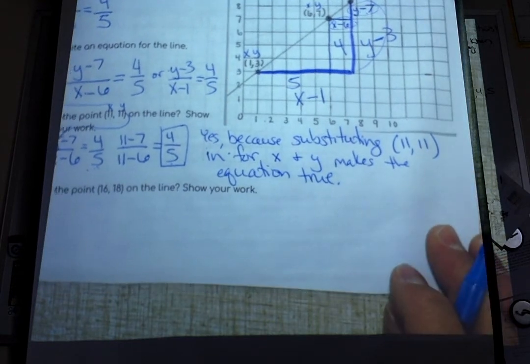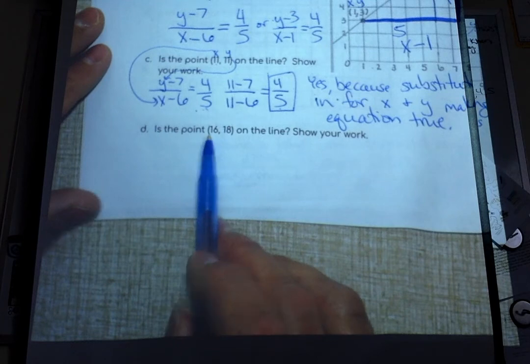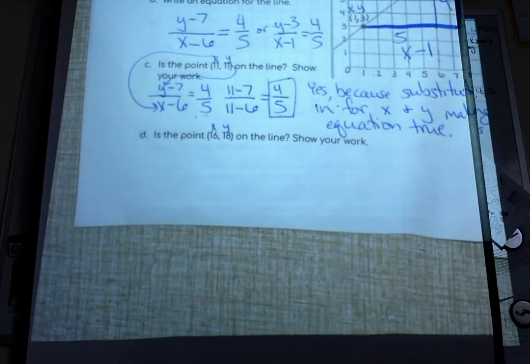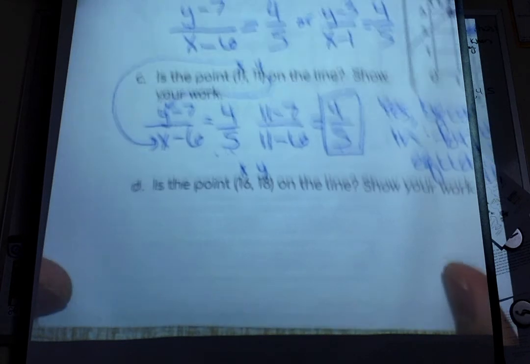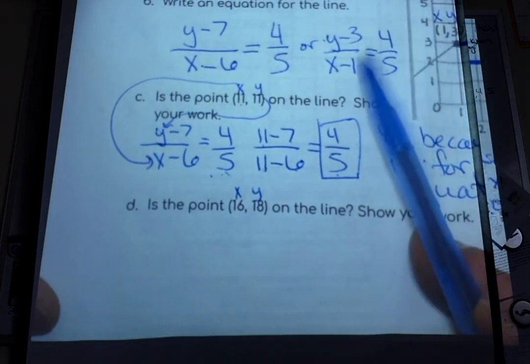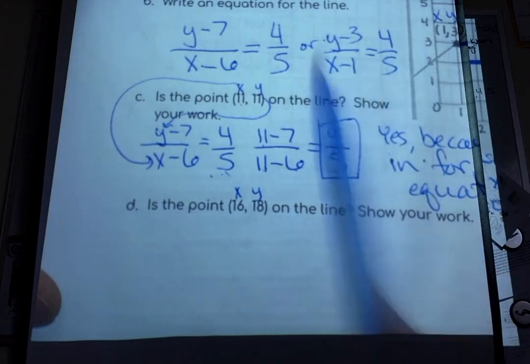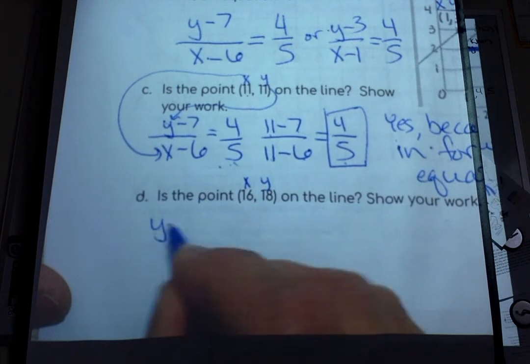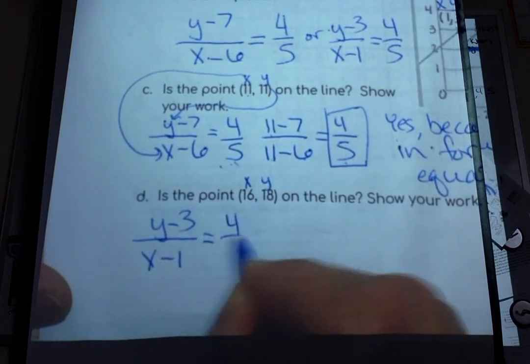And our last one on this page, number 6D, same thing. We have to substitute 16 and 18, so there's our x and a y. This time, I'm going to choose, I guess you can use that same equation if you'd like. You could use this equation too, if you'd like. Actually, I'll do that. I'll pick the other one if you chose to do this. So here's our equation, y minus 3 over x minus 1, and it has to equal 4 over 5.